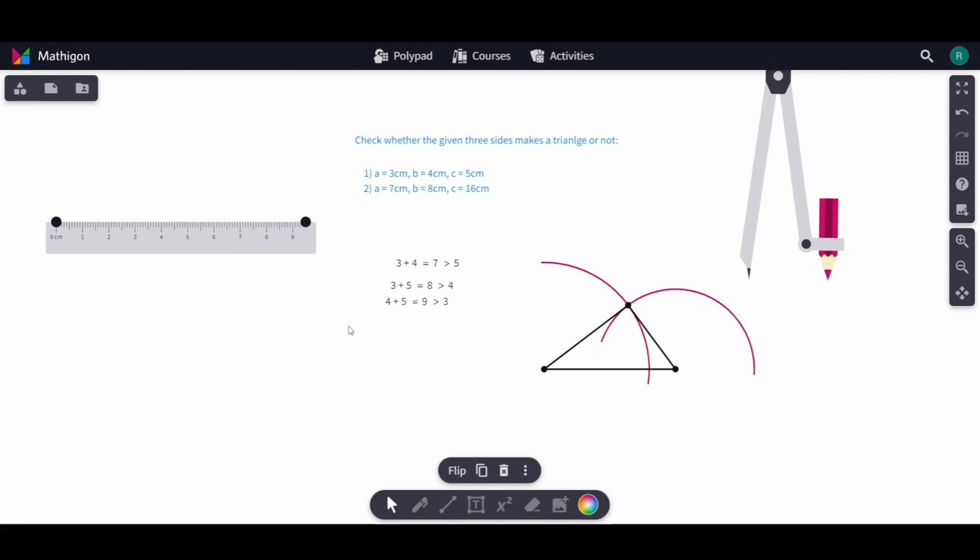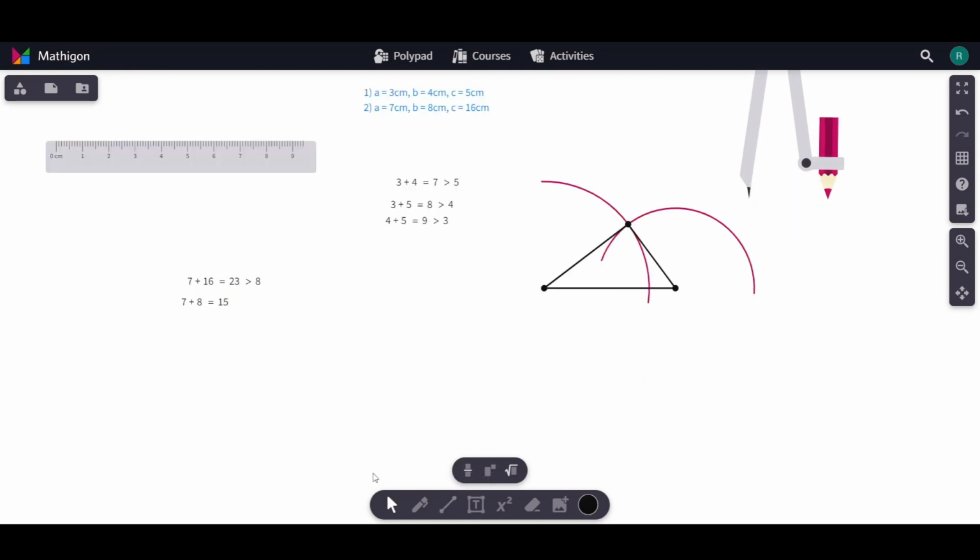Now let's check the second example: 7 centimeter, 8 centimeter, and 16 centimeter. Let's apply the triangle inequality theorem. So 7 plus 16 is equal to 23, that is greater than 8. 7 plus 8 is equal to 15. But the thing is, 15 is not greater than 16. So we can't make this triangle.